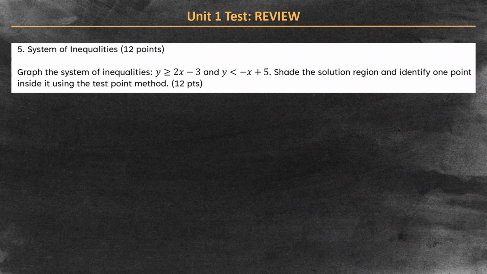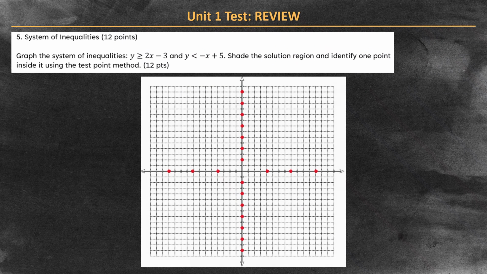Number 5, system of inequalities, 12 points. Graph the system of inequalities y is greater than or equal to 2x minus 3, and y is less than negative x plus 5. Shade the solution region and identify one point inside it using the test point method. So again, we have this, and we're going to keep the increments as all ones. So each point is going to be one distance away from the other point.